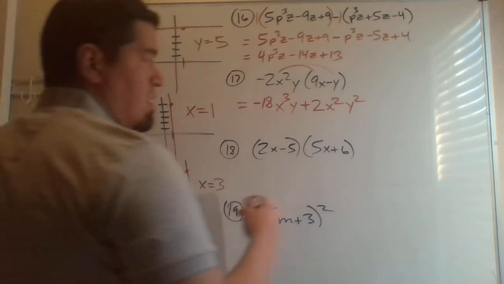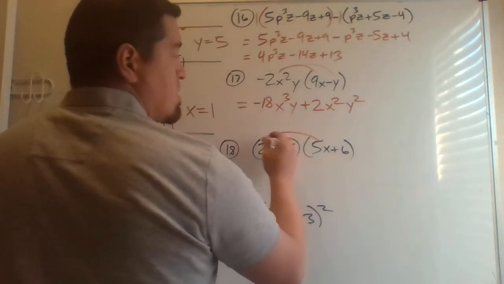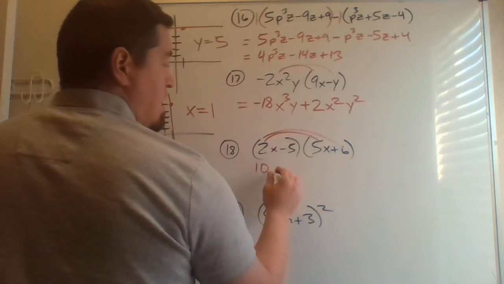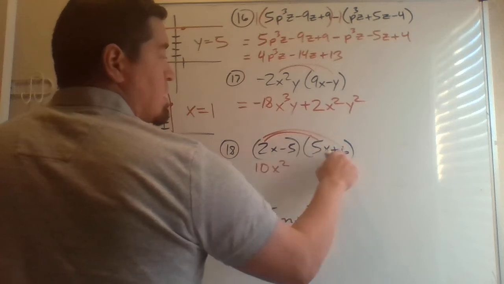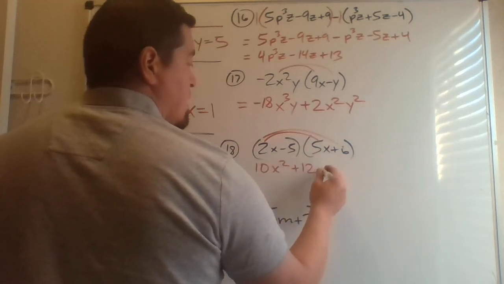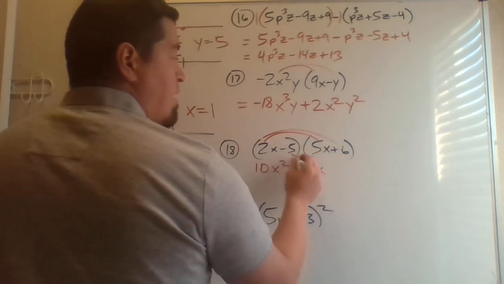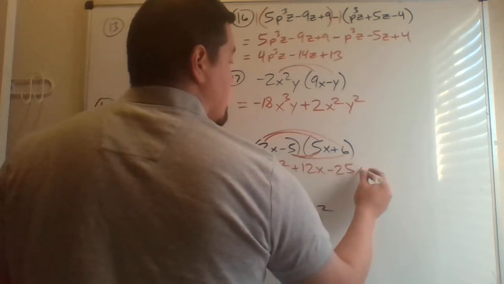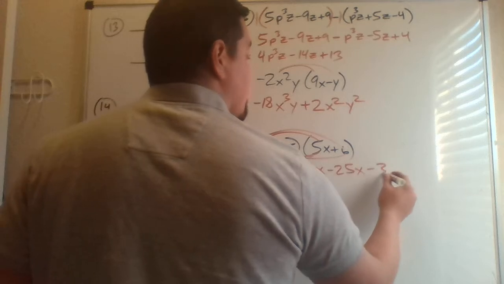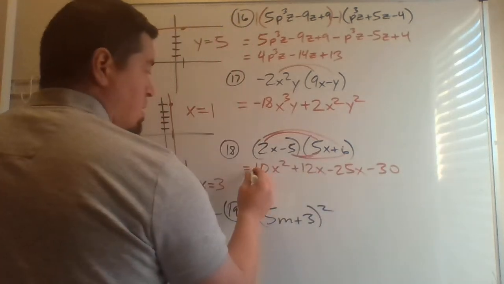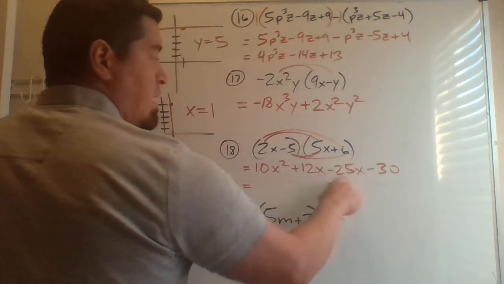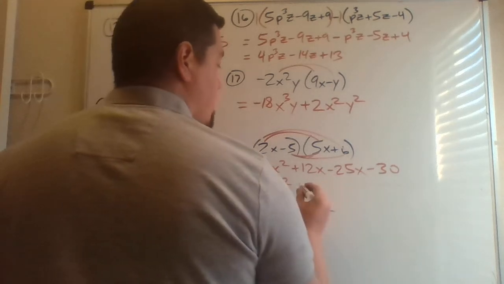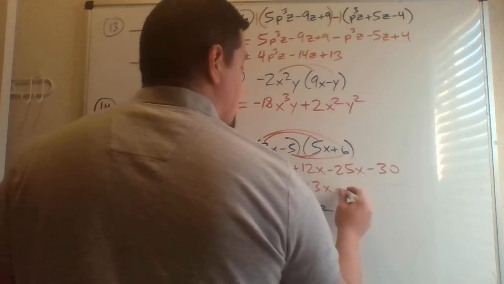Here, we're going to multiply the 2x times these two. So 2x times 5x, that's going to give us 10x squared. 2x times 6, that's going to give us 12x. And then we're going to multiply the -5 times these two. -5 times 5x is -25x. -5 times 6 is -30. Alright, so combine like terms and we're done. 10x squared, 12x minus 25x, that's -13x minus 30.